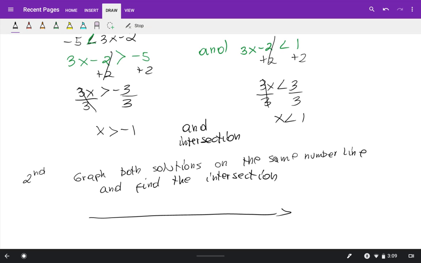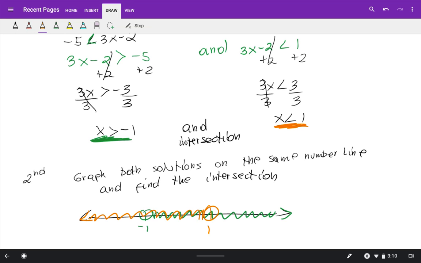So I'm creating a number line. I'm going to graph both. In green, it's going to be the first one, x greater than -1. So I have -1, open circle, and I'm shading everything to the right. In orange, it's going to be the second one, x less than 1. So 1, open circle, and we're shading everything to the left.